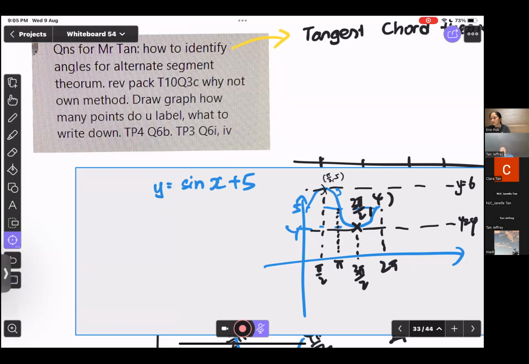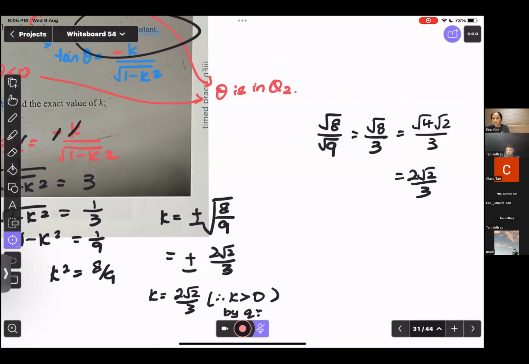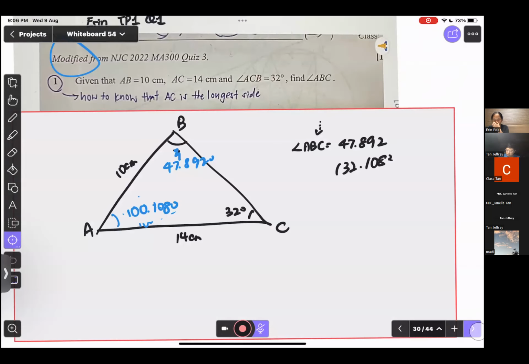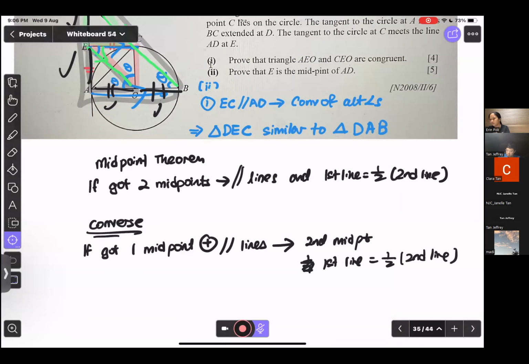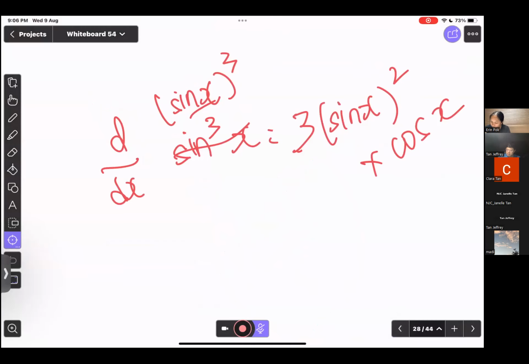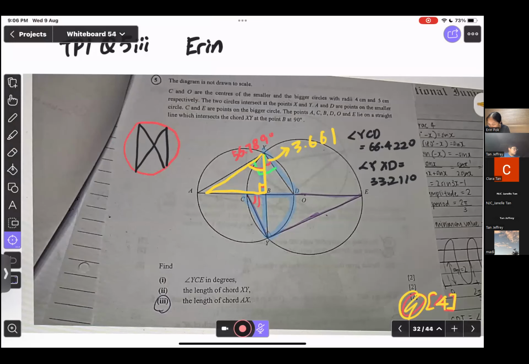And time prep for question 6. For the revision package, it is topic 9, question 3C. Question? I did a different method and the answer was not correct. Which one? Topic 9, question 3C. Your answer is different. Why is the answer different? Let me see. This is the chemistry one.